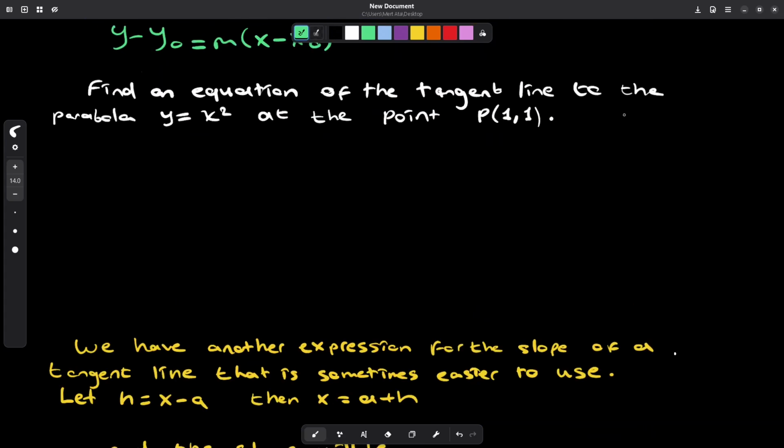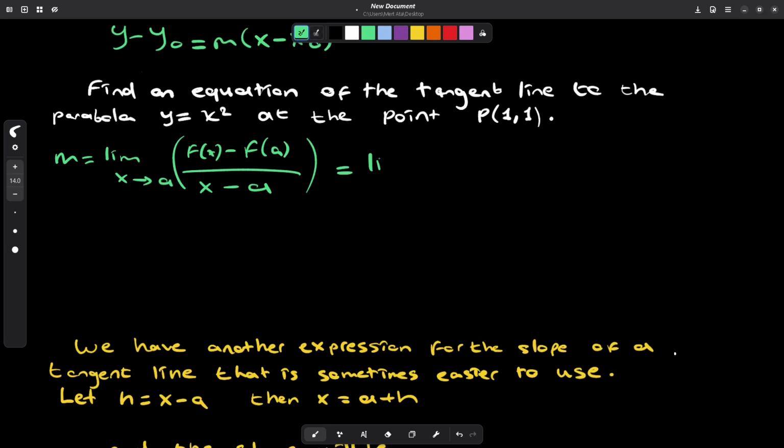Find an equation of the tangent line to the parabola y equals x squared at the point (1, 1). Okay. I know a point, I need the slope. How am I going to find the slope? By the limit that I learned, right? x approaches a. Let's write it: f(x) minus f(a) over x minus a.